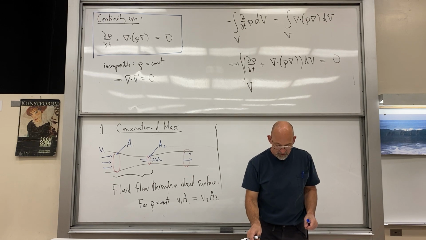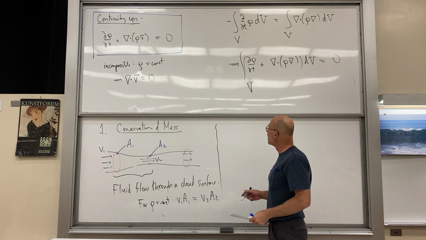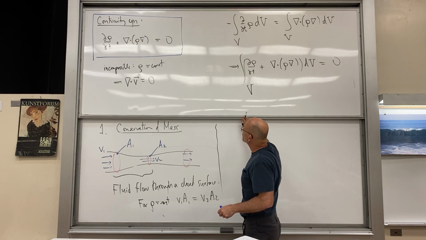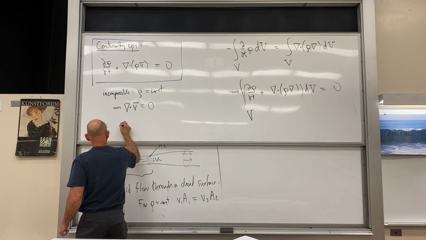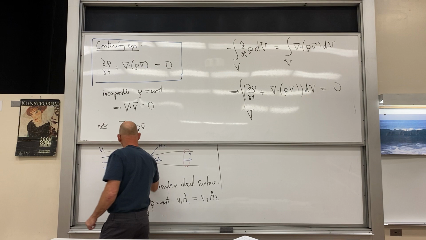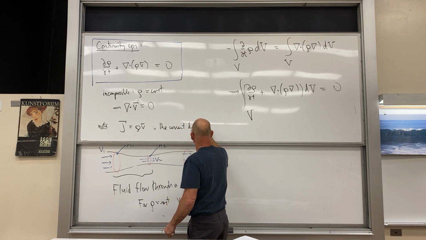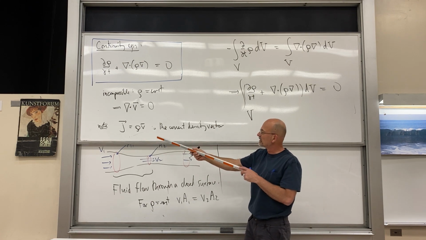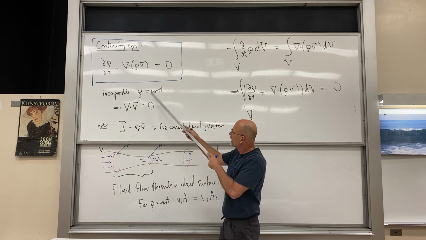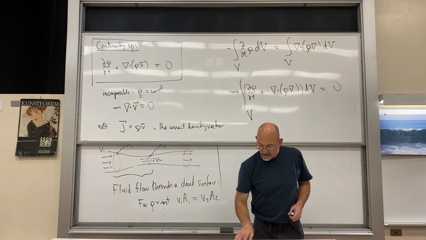Good. And I'll add to this J equals rho V, the current density. We may use that sometimes. That's what you'll use in electricity and magnetism. Typically we'll have the density times the velocity. Okay, so we have that.